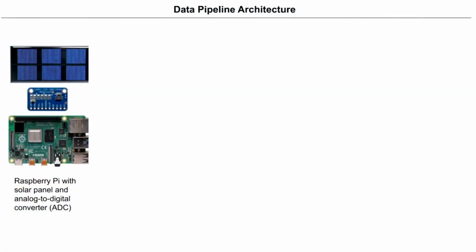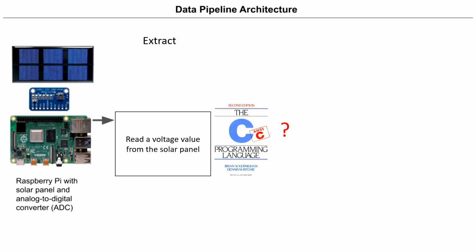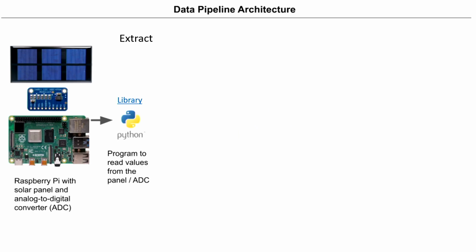All right, so we have our hardware set up. And the first thing we need to do now is read a voltage value from the ADC and the solar panel into our Raspberry Pi. And here you might be wondering, okay, is it time to bust out the K&R C book? It's a great book, a great language, but the answer is nope, you can use pure Python.